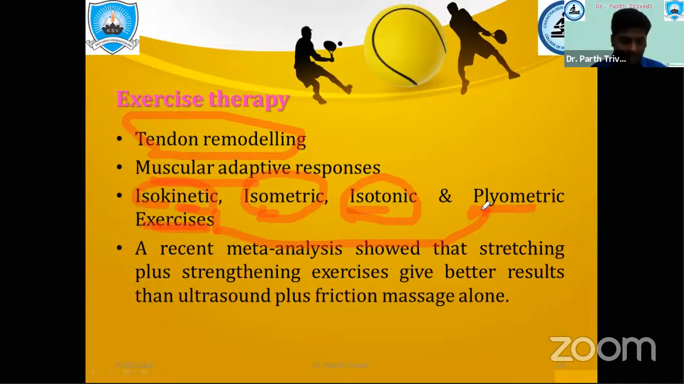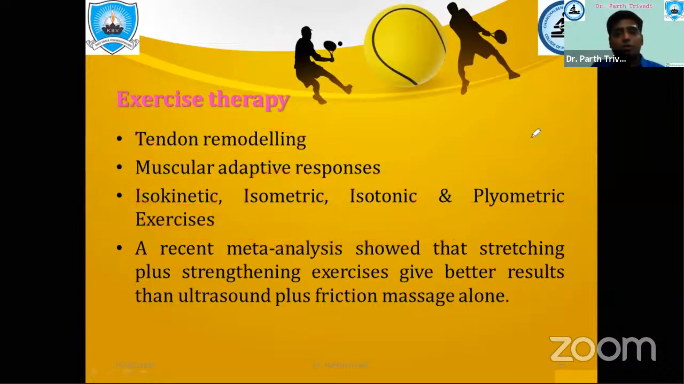If you see the evidence, the majority of chronic cases come back again and again. In one of my studies, which is under publication, so I would not disclose the data, we found that around 70% of people who were administered plyometric exercises had a positive outcome. That group was 150 patients, 150 samples. Let's hope it gets published and I can share it with you all. Recent meta-analyses have also shown that stretching plus strengthening exercises gives better results compared to ultrasound and friction.